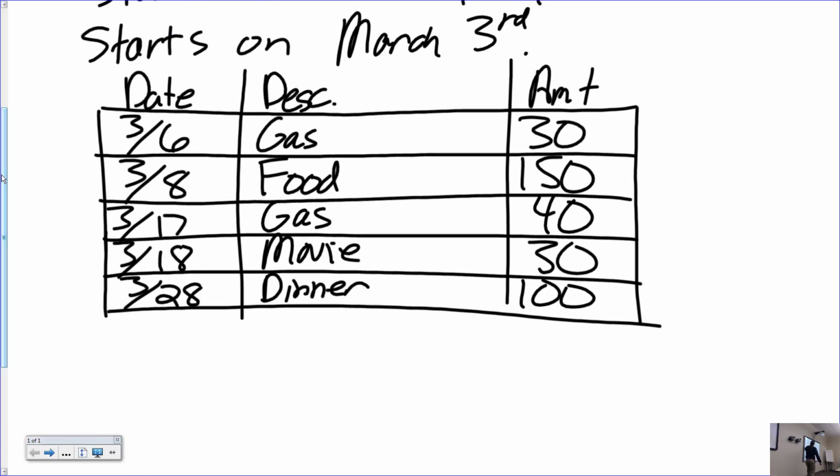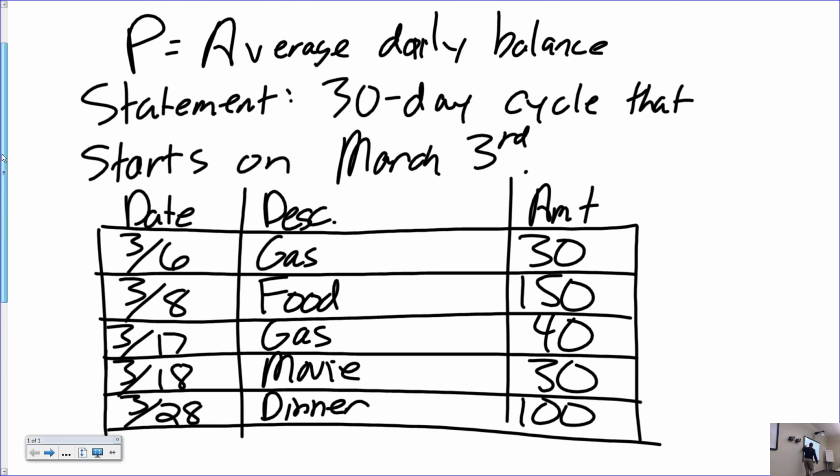All right. So again, not too deep of a credit card statement, right? Just 5 charges, okay? Now, how many numbers do I need to calculate my average daily balance, folks? 30, because it's a 30-day cycle. So to figure out the average daily balance, you're going to need 30 numbers, right? You need the amount of money I borrowed on March 3rd, March 4th, March 5th, March 6th, and so on, right?